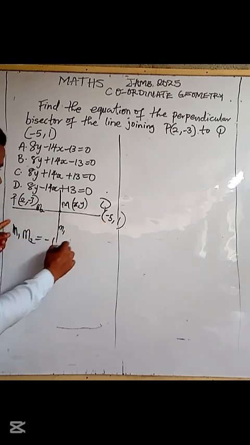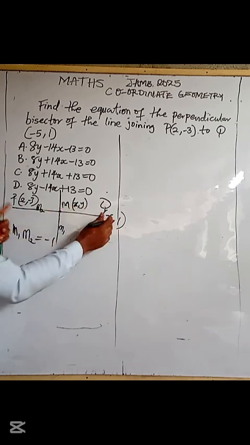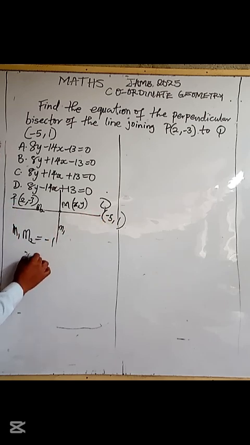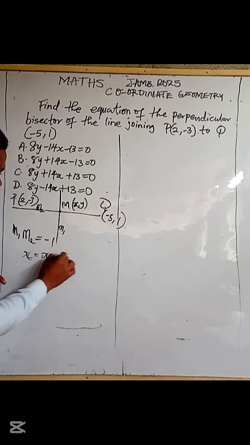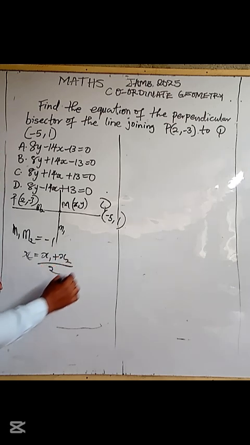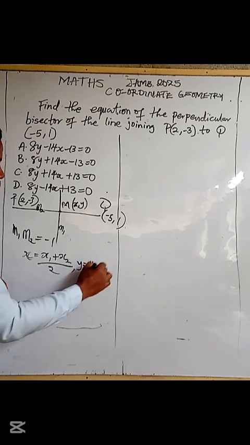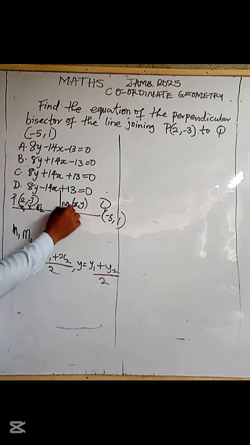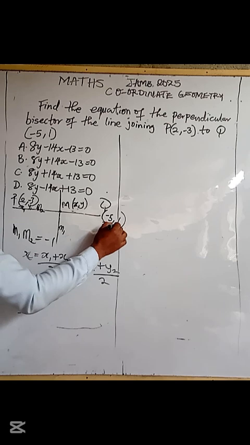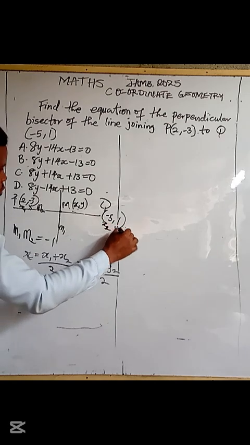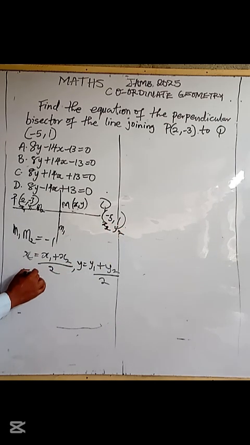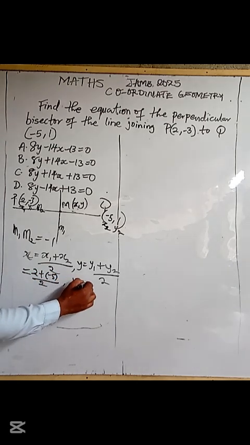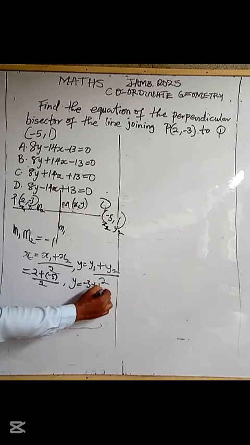The formula for the midpoint is half of whatever we have there. So for x, we have x1 plus x2 over 2. For y, you have y1 plus y2 over 2. So this should be your x1, y1, x2 and y2. So for x, we have 2 plus minus 5 over 2. Then for y, you have minus 3 plus 1 over 2.